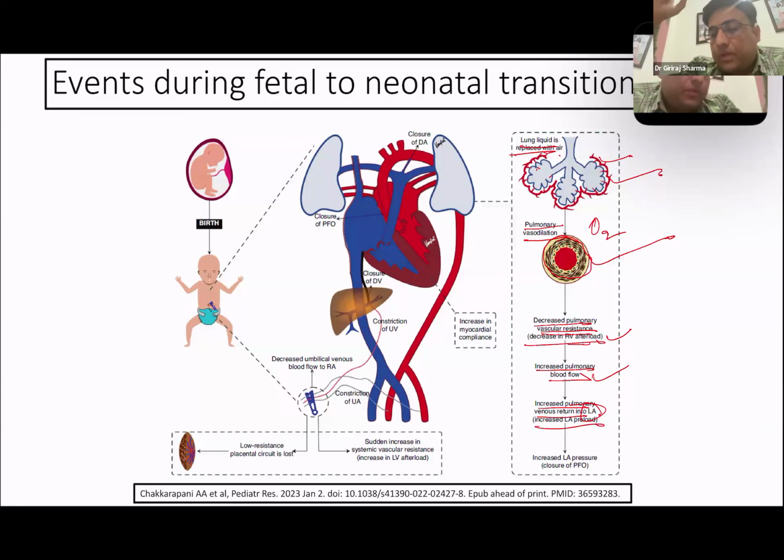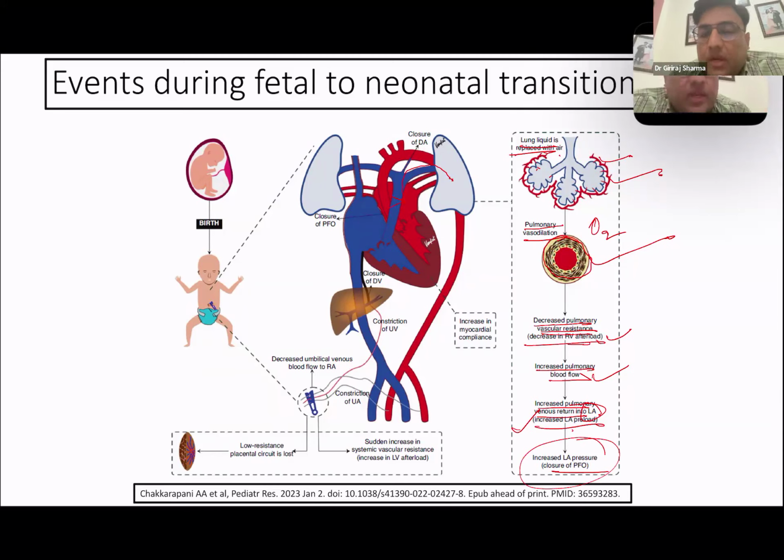Because pulmonary blood flow is coming to the left atrium, the left atrial pressure will increase and the foramen ovale will be closed. Because the pulmonary flow is increasing, it will come through the pulmonary veins to the left atrium and left atrial pressure will increase. That will close the PFO, the patent foramen ovale. So this shunt will be closed.